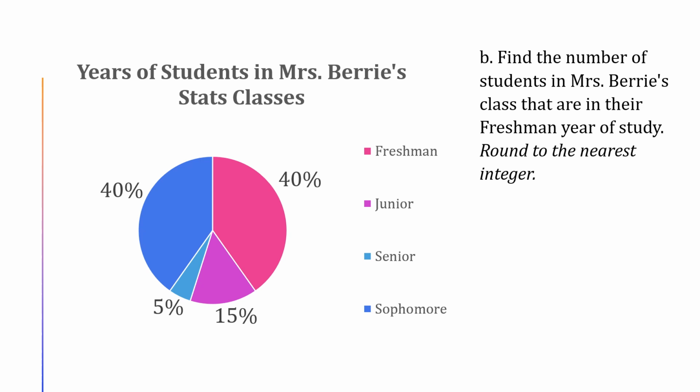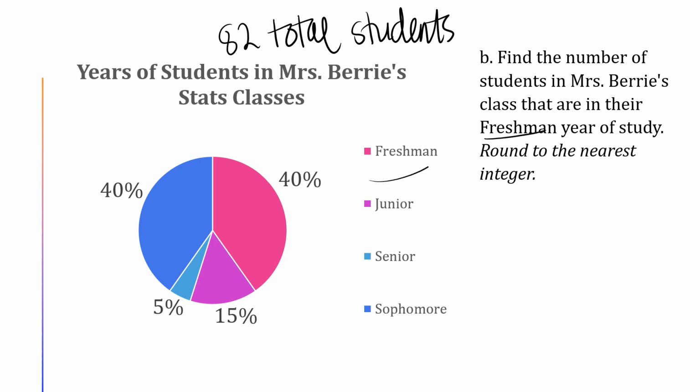Now let's find the number of students in the class that were freshmen that year. So again, 82 total students. We know that we're looking at freshmen. Freshmen were 40% of the students that semester. 40% as a decimal is 0.40, or just 0.4. You can leave the 0 at the front off.